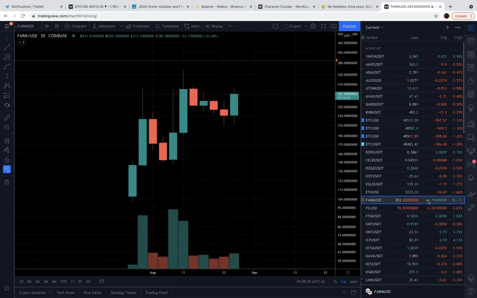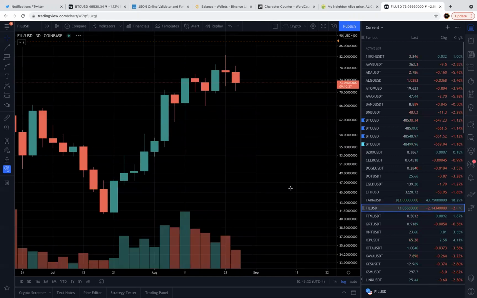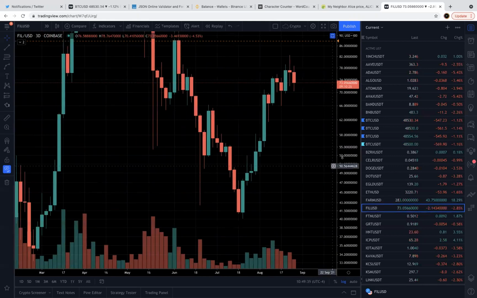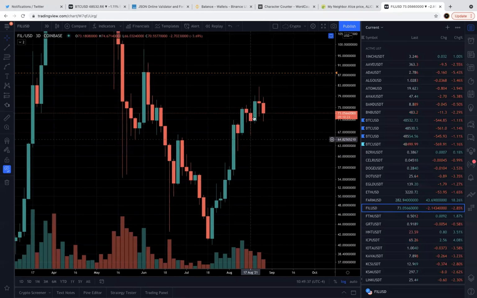So especially I was thinking what to do, and now it's 18% up, so I'm going to keep it. So FARM we're keeping. FIL, yeah, again, it's low but not bad. Nice move. Slow. Now you can expect it to hit this one.